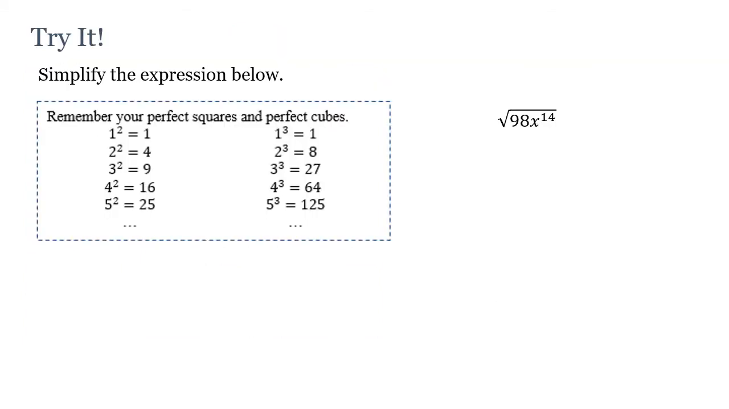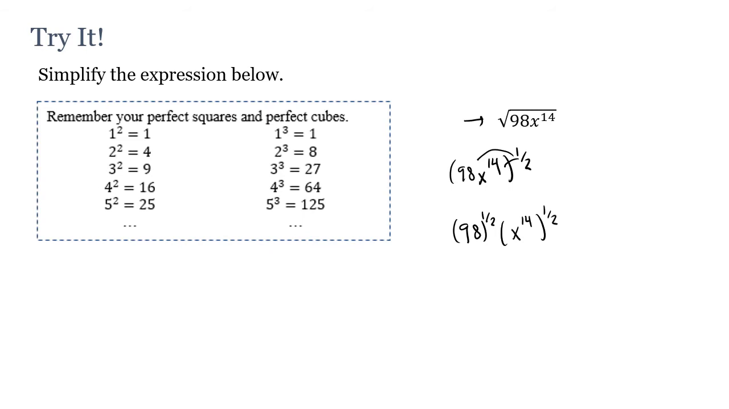Let's try another example, and on this one we're going to need to remember our perfect squares. So let's rewrite this. This is the same thing as step 1, to rewrite with a fractional exponent. So that's to the 1/2. Then I'm going to step 2, distribute to each of these two terms. So I get 98 to the 1/2 and x to the 14th to the 1/2.